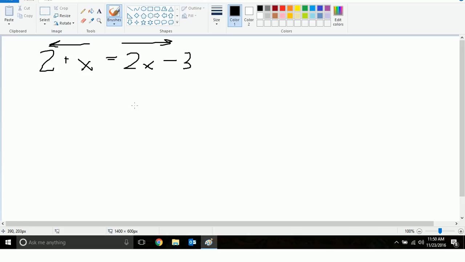Okay, so to get rid of the positive 2x, we're going to subtract 2x from this side. And that will get rid of the x's over here. We have to do it over here as well. And we want to remember too that there is an imaginary 1 there all the time, so that we know that we are subtracting 2x from a positive 1x.